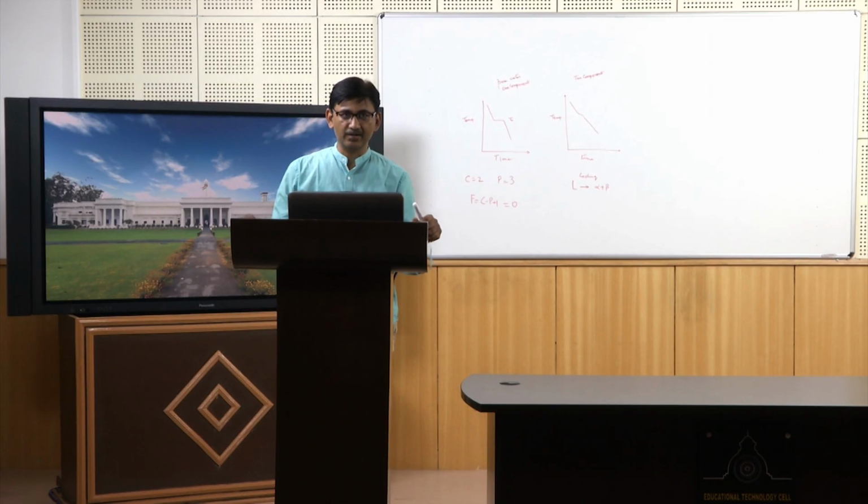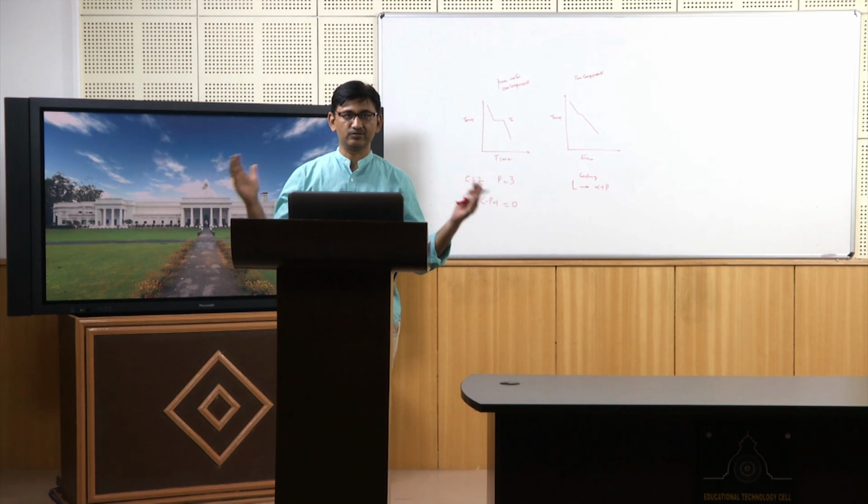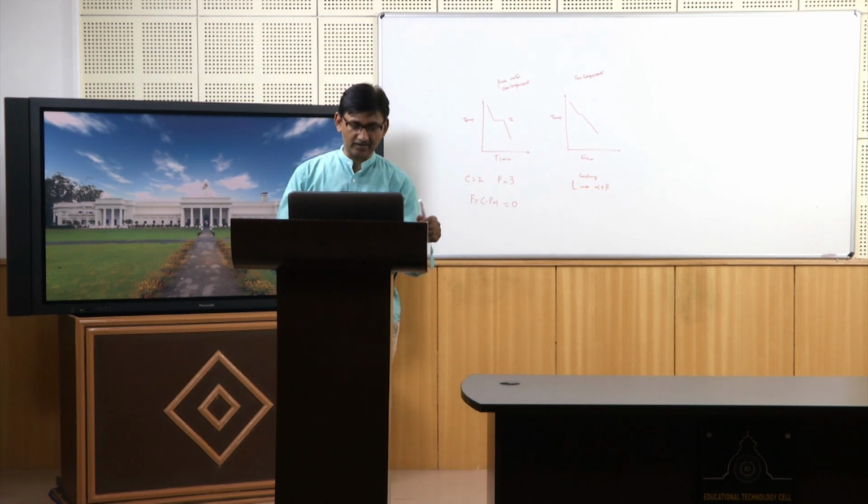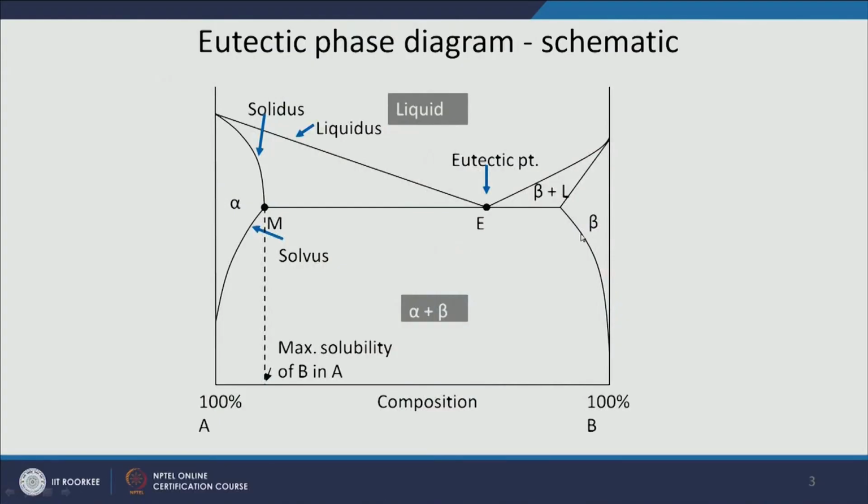Please remember, there will always be a two phase region between the two single phase regions. So, as you can see at the left hand corner you have a single phase alpha, at the right hand corner you have the single phase beta. So, any phase diagram between these two single phases will have a two phase region which will be alpha plus beta.